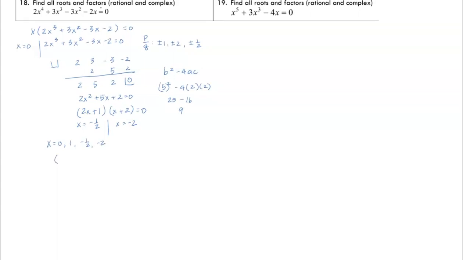And then the factors are going to be x, and then x minus 1, x plus 1/2, or 2x plus 1, and x plus 2. Let's go ahead and rewrite it like that: x, x minus 1, 2x plus 1, and x plus 2. There you go.